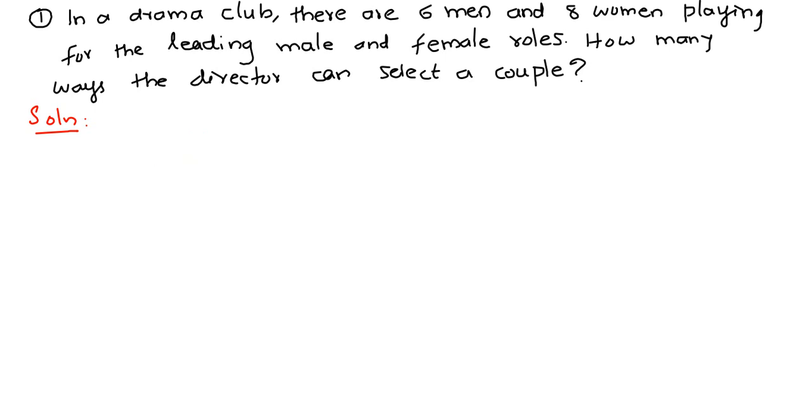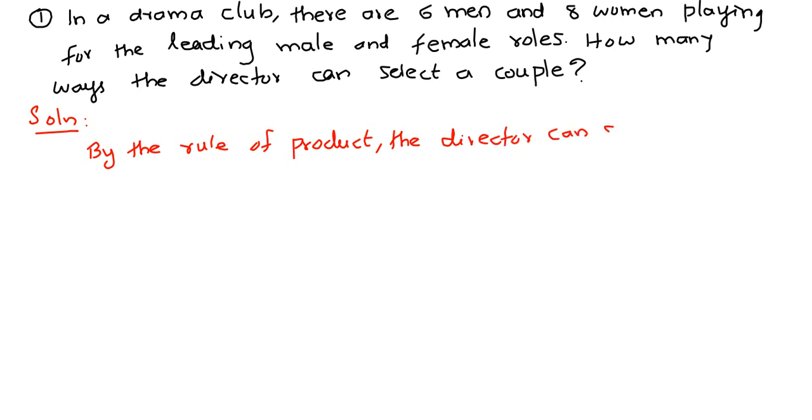By the rule of product, the director can select a couple in 6 into 8 is equal to 48 ways.